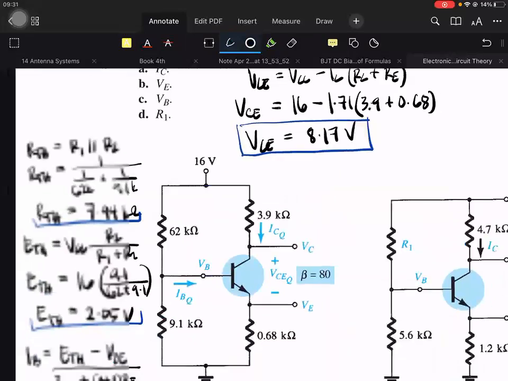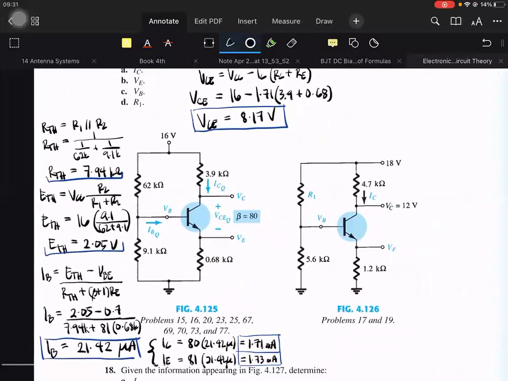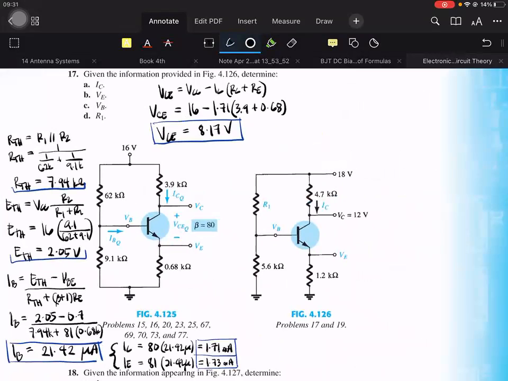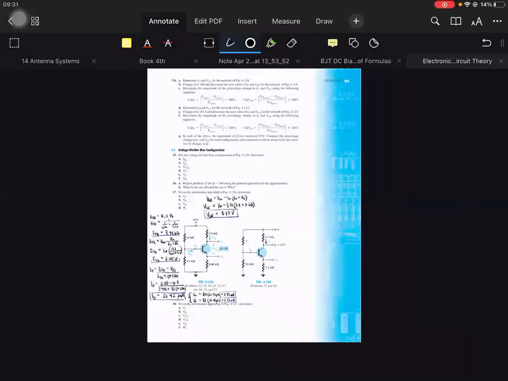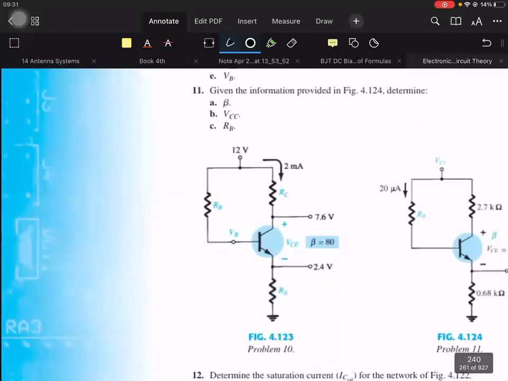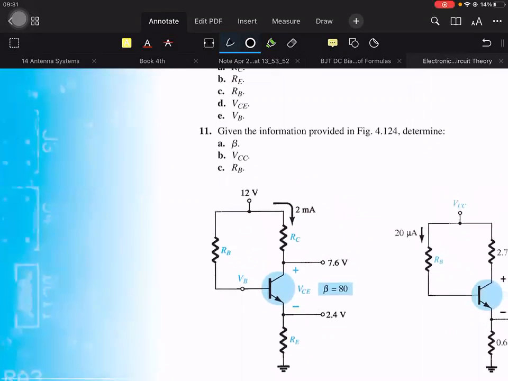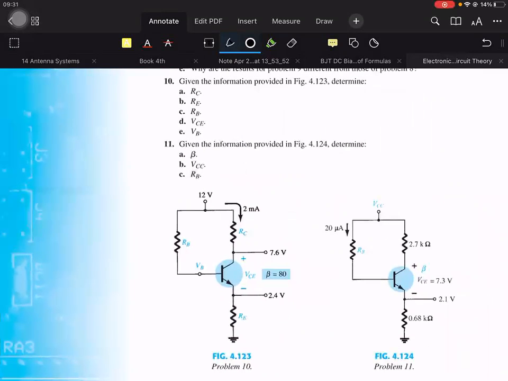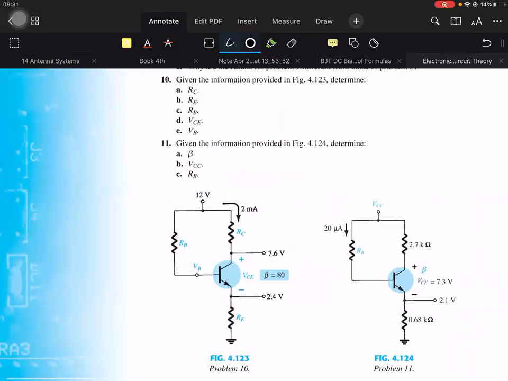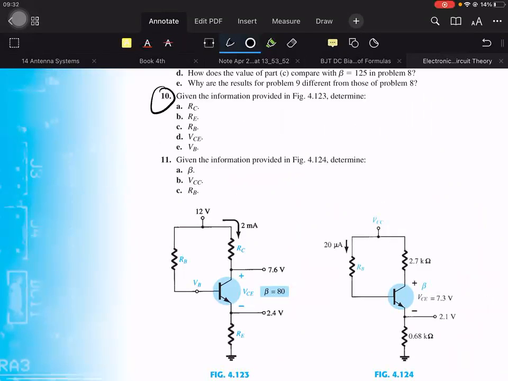So, that's it, right? It's very procedural. Of course, as long as what's required is IC, IE, IB, and VCE, it's easy. So, next, let's try to solve this one. This slide is challenging because the given is different. Problem number 10. This one.